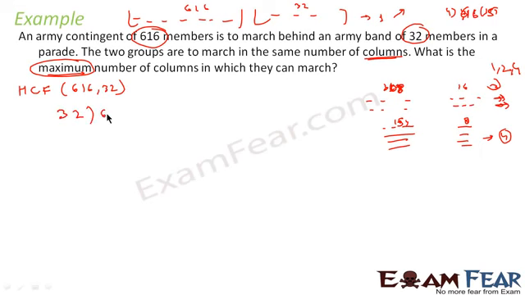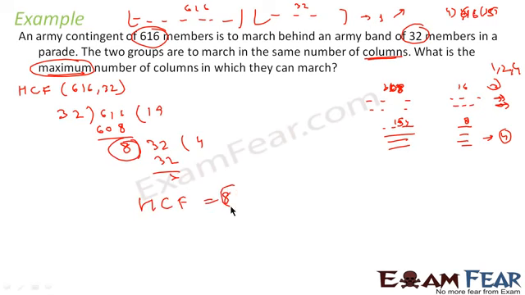So let's divide 616 by 32. What we get is 19, I think. And 19 times 32 gives 608. We get 8 here. Again, 8 is not 0, so we'll divide 32 by 8. So what we get? 8 into 4 is 32. And this is 0. Since it is 0, we know that 8 is the HCF. So HCF is 8.